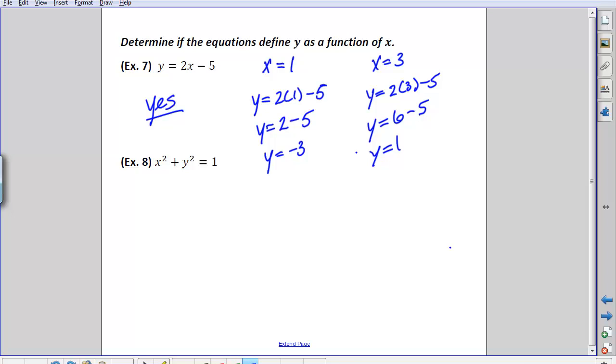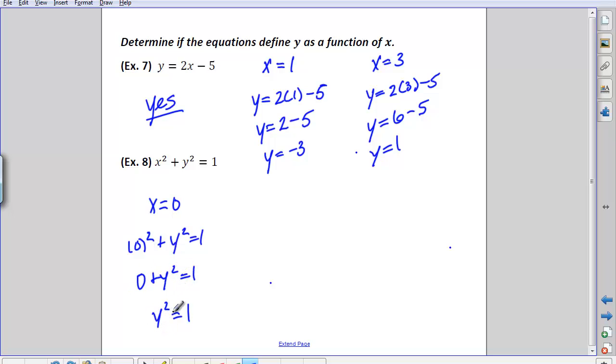Example 8. Let's look at one that's a little bit different. x squared plus y squared equals 1. Let me just start with an x value. Maybe x equals 0. Try that out. So 0 squared, if you square 0, you just get a 0. And then 0 plus anything just gives you y squared. So far, squaring a 0, only one way to do that. 0 plus something, there's only one way to do that.